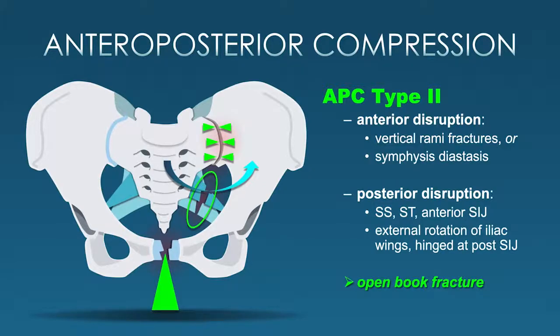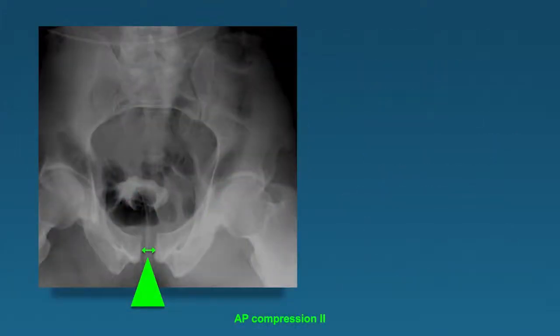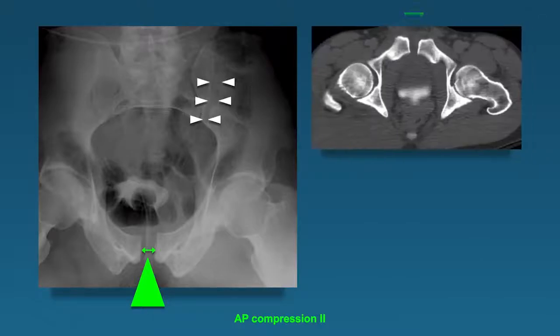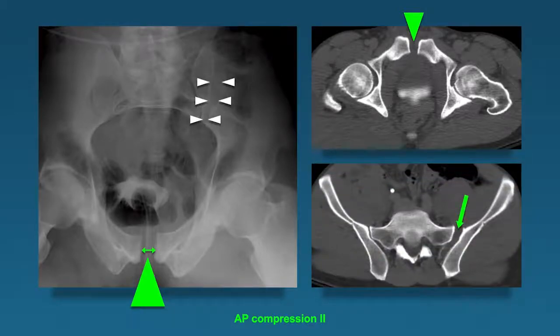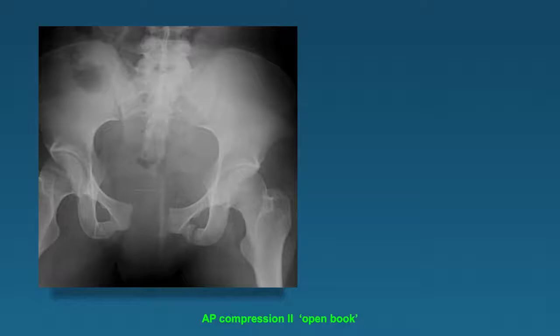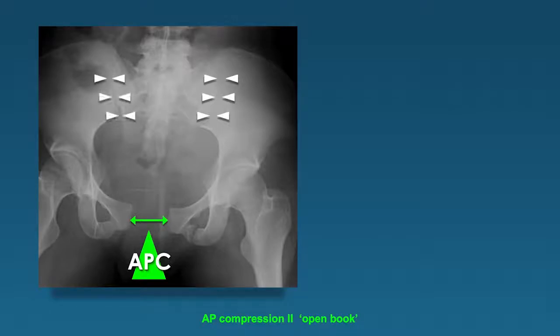Here are some examples. We have some widening anteriorly in this patient. We look posteriorly and there's widening of the left anterior SI joint. That's a type 2 injury. Here it is on CT, a little bit of widening anteriorly, and there we see the SI joint disrupted on the left side. Another example here, much wider anteriorly. We look posteriorly and we can see the anterior SI joint is widened on the left, and to a lesser degree also widened on the patient's right side.